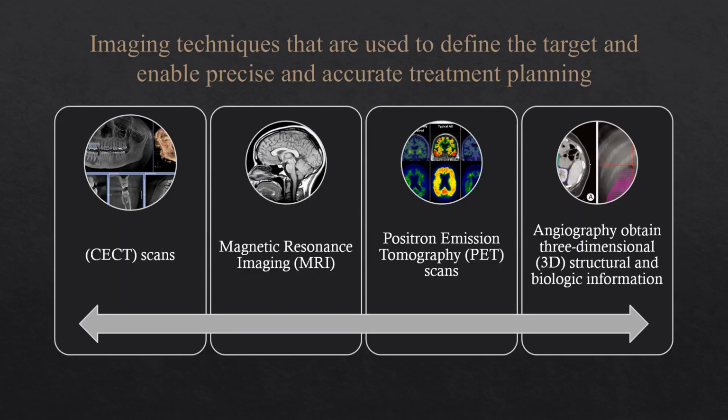Here are some questions from the week 14 review. Which imaging techniques are used to define the target and enable precise and accurate treatment planning? Cone beam CT, or CBCT scan, magnetic resonance imaging, or MRI, positron emission tomography, or PET, and 3D structure and biological information. These are the four techniques used to define the target and enable precise and accurate treatment planning.